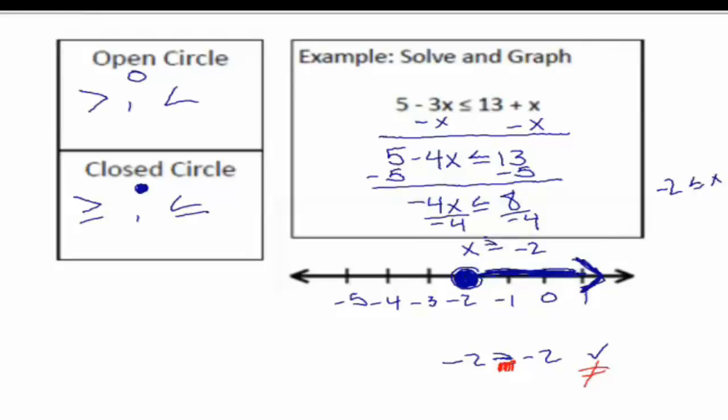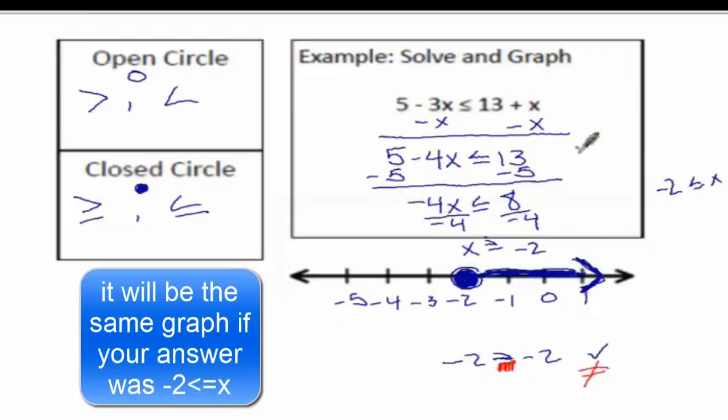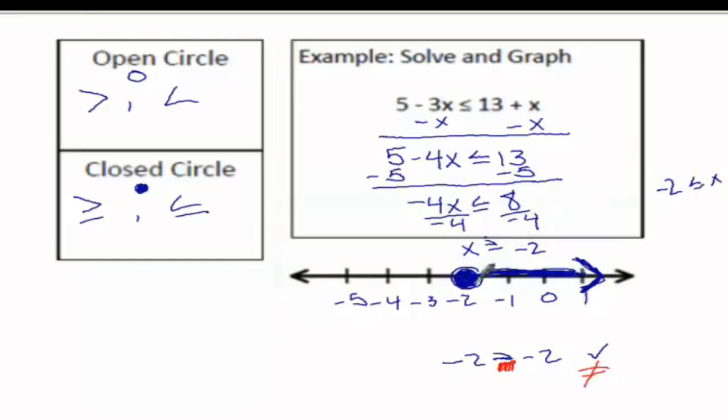And that is all there is to solving inequalities. So we're going to solve just like we did equations, except for the big but. If we multiply or divide by a negative, we have to flip the inequality. And then we're going to graph the solution on a number line as well.